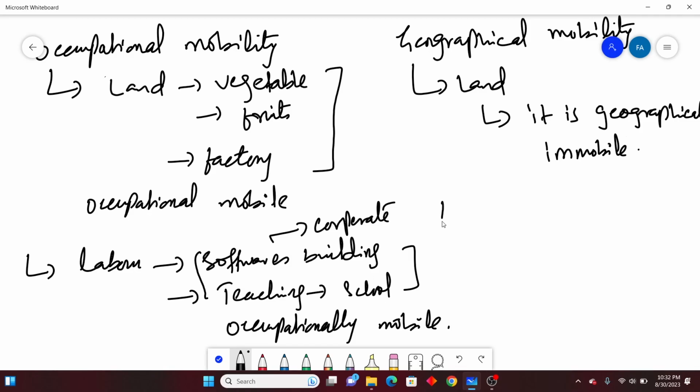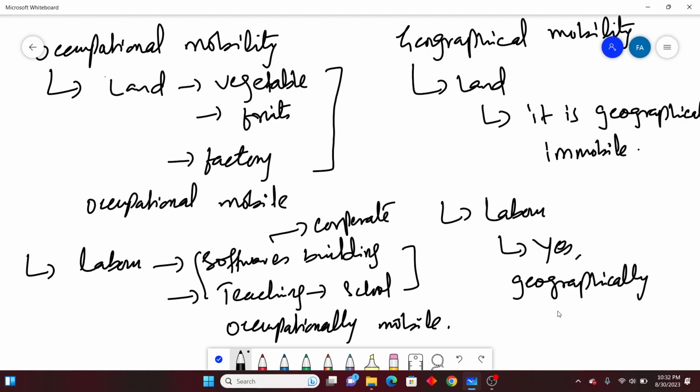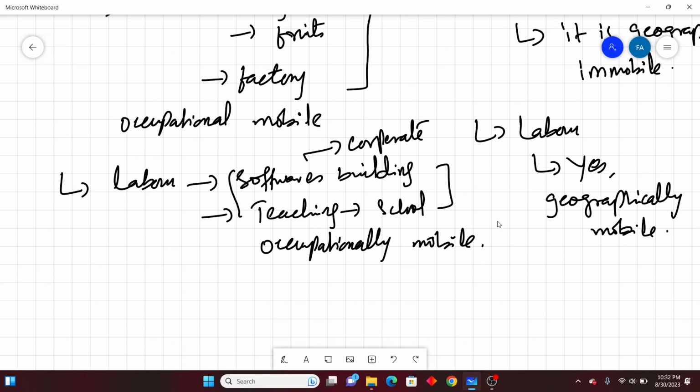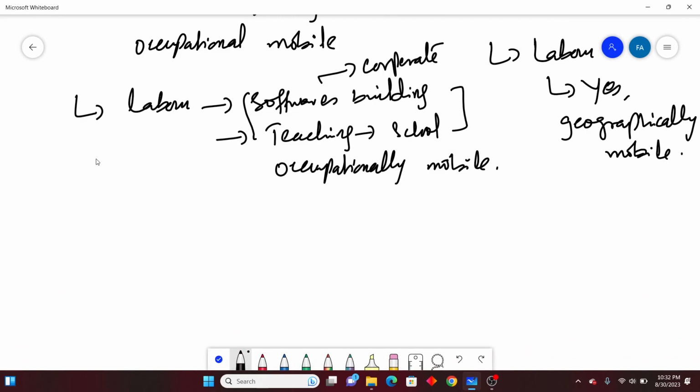If we talk about labor and geographical mobility, can the labor travel from one place to another place? Yes, the labor can travel from one place to another place. So it is also geographically mobile. We establish this because one person can travel from one place to another, but again, considering the situation, things are quite easy. Then the third thing is capital.